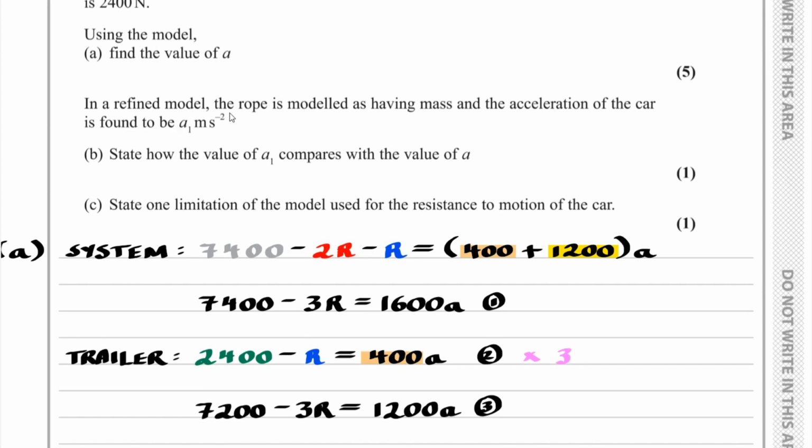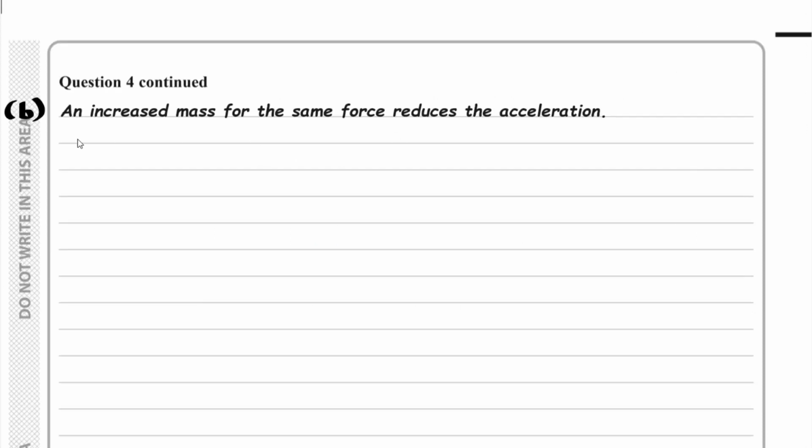So in a refined model, the rope is modelled as having mass. So this time we're including the mass of the rope, and the acceleration of the car is found to be A1 meters per second squared. For part B, we have to state how the value of A1 compares with the value of A. So if we are including the mass, then we can say an increased mass for the same force reduces the acceleration, which means A1 is less than A.